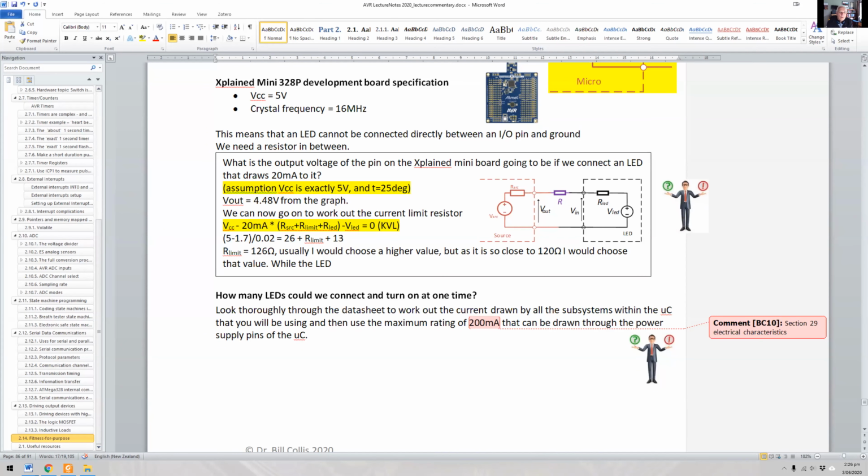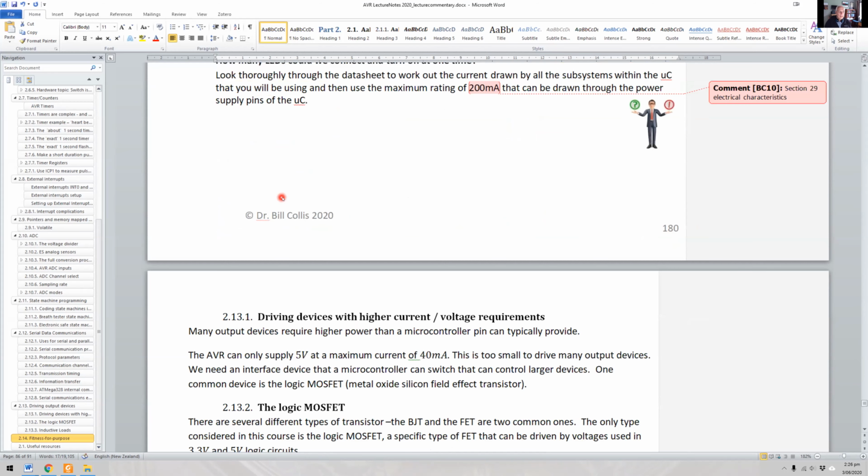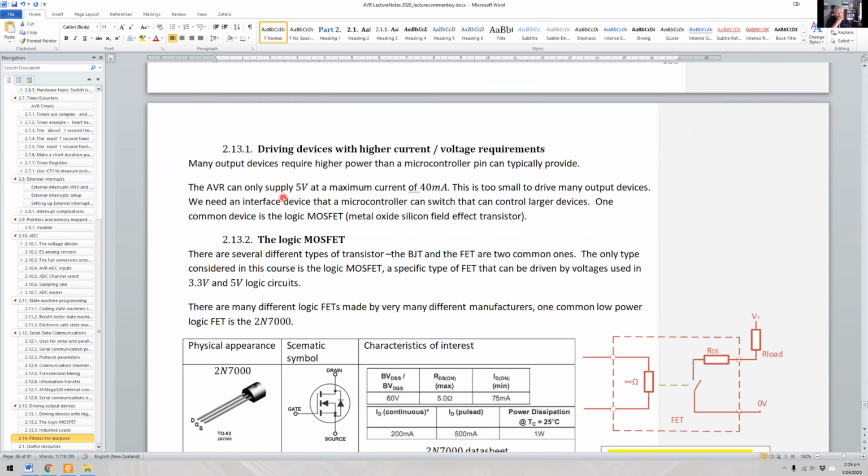So we've looked at how we can attach an LED, which requires 20 milliamps or 30 milliamps or even 40 milliamps to drive. However, what if we want something more than that? We want 100 milliamps, we want 200 milliamps, we want an amp, we want 10 amps, okay? So now we need to look at how we will do that. And the device we're going to use is a FET, more specifically a MOSFET, okay?